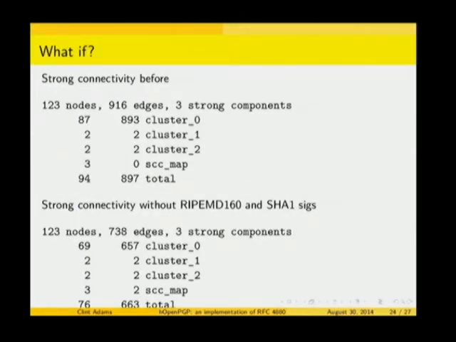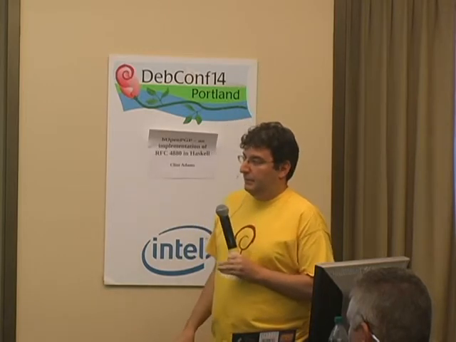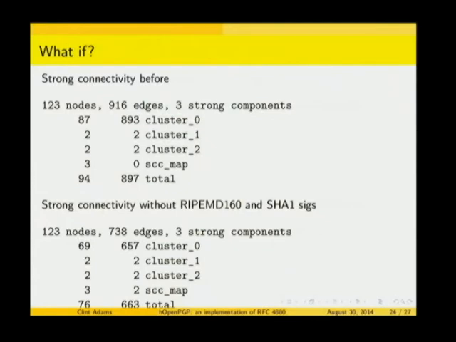And so with the tools, you can also do what-if scenarios. So the top is the strong connectivity of the KSP keyring on August 21st. And so there's 87 people in a strong set and two pairs, which I think are probably just one person each with two keys that are cross-signed, but might not be. And if you filter out all RipeMD 160 and SHA-1 signatures, that strong set drops down to 69 keys. So you can see how the web of trust might be strengthened or weakened by various operations.